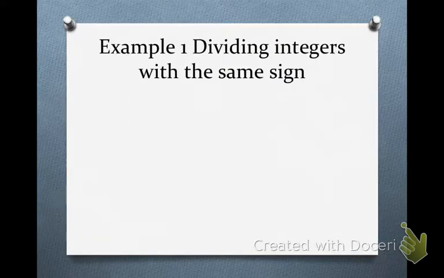So here we have example 1, and we're going to practice dividing integers with the same sign. So 16 divided by 4, they're both positive integers, so my final integer is also positive. Here I have two negative integers, negative 32 divided by negative 4, and my final answer is a positive integer because remember, the opposite of negative is always positive.